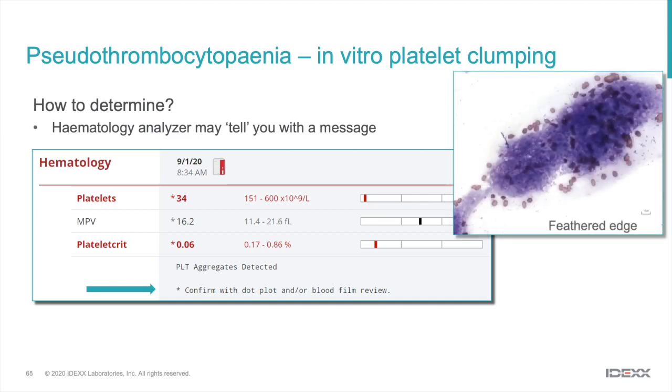The process of confirmation of platelet clumping is relatively simple and rapid. You merely have to screen the blood film at low magnification. In this particular case, here's an image from the feathered edge where there are large clumps of platelets. But don't restrict your evaluation only to the feathered edge because we can see platelet clumping in the monolayer and the body of the smear as well.